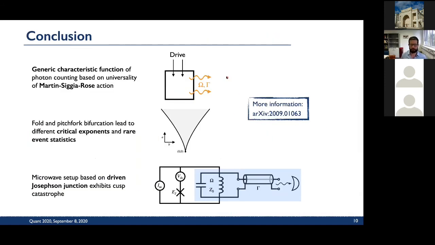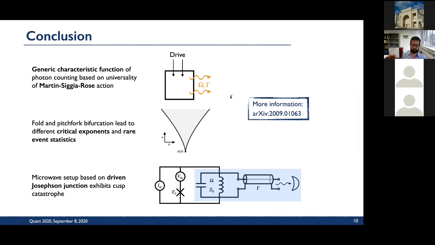So the conclusion is the following. What we claim is that there's a generic characteristic function of the photon counting based on the universality of the Martin-Siggia-Rose action. So if you have a certain system and there's a bifurcation happening, then given the class in which the dynamics is, there's a Martin-Siggia-Rose action to that. And given the Martin-Siggia-Rose action, there's a generic way to write down a quantum action which accounts for the counting of the photons that come out of this system.